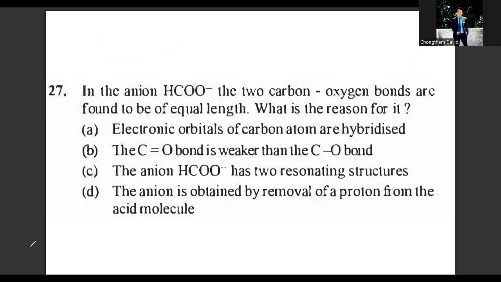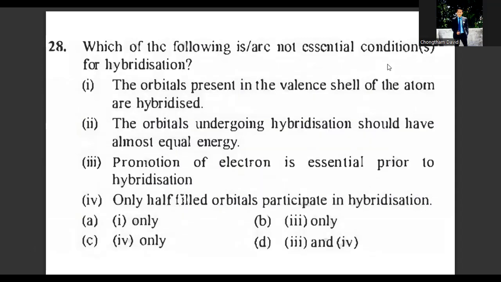Let us read question number 28. Which of the following are not essential conditions for hybridization? So the promotion of the electron is not an essential condition prior to hybridization. It is not necessary that only half-filled orbitals participate in hybridization. In some cases, even filled orbitals of the valence shell take part in hybridization. So D would be the answer for question number 28. Very good.